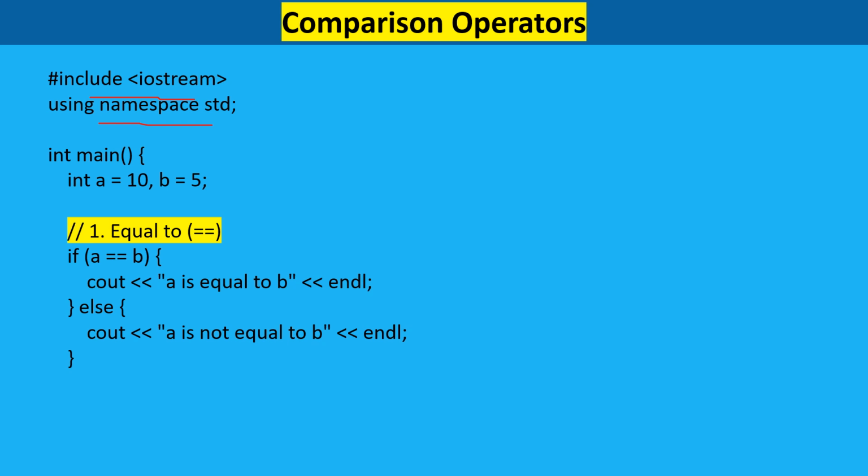Equal to: if a equal to b, the operator checks if the value of a is equal to the value of b. Since a is 10 and b is 5, this condition is false. Cout a is not equal to b will be printed since the condition is false. The code inside the else block is executed, printing a is not equal to b. If and else we will discuss in the following lectures. It depends upon your understanding.